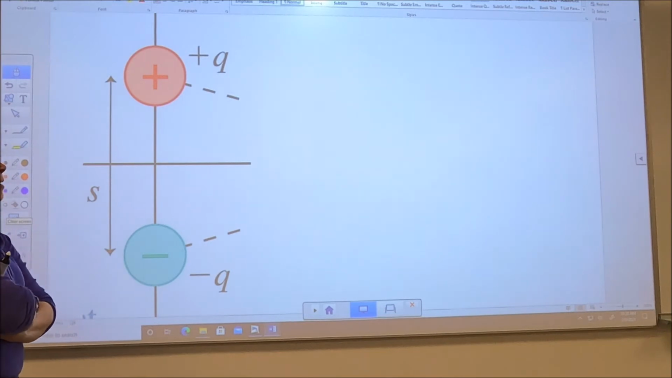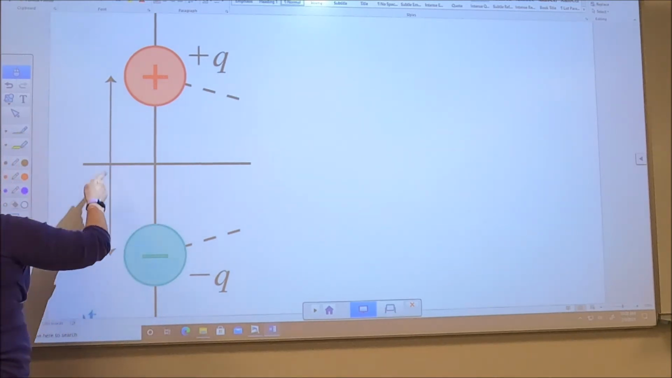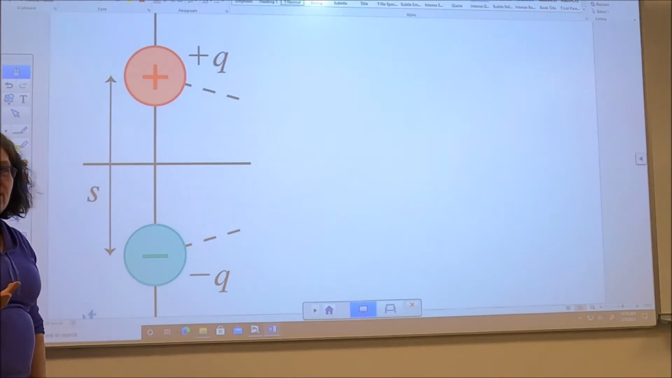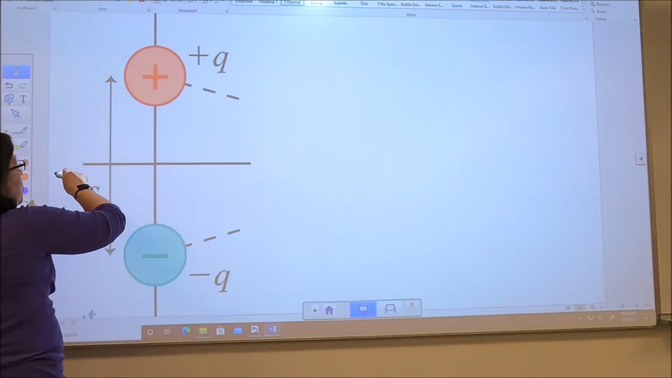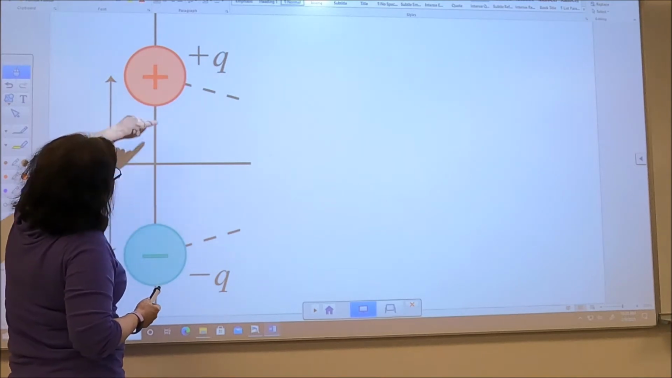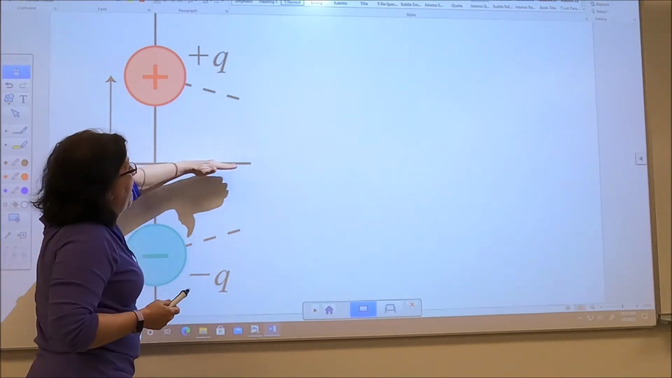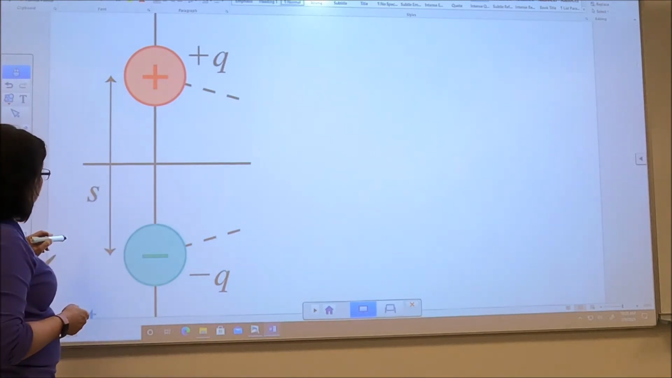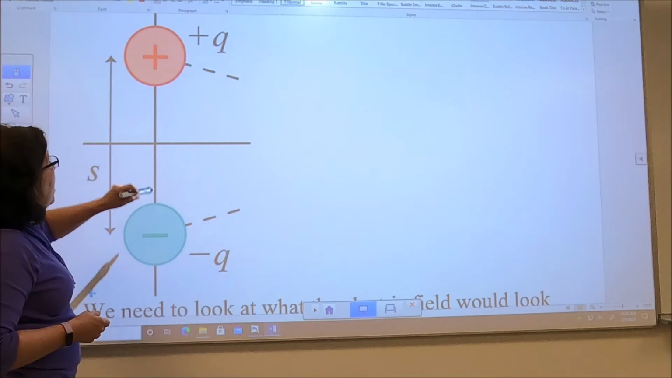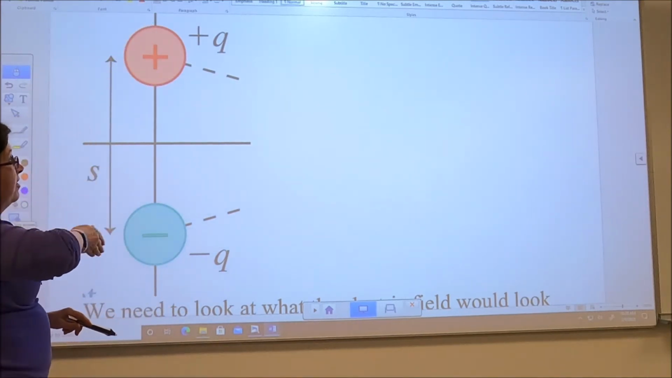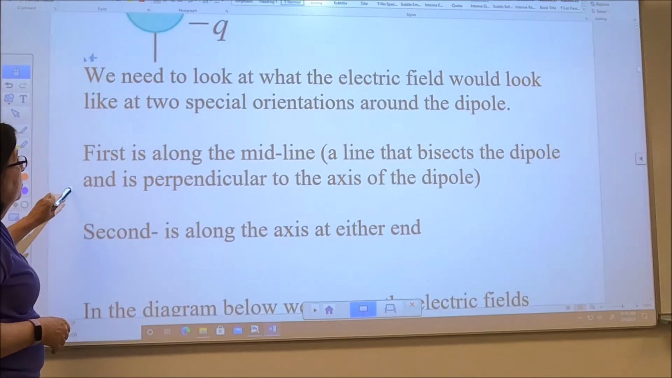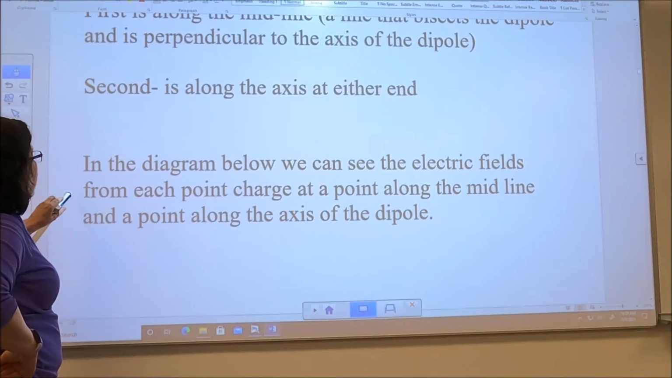So here I have a dipole. I've got a positive Q here, a negative Q here, and a separation center to center of s. Now we're going to look at two special points for calculating the electric field. We're going to look at the electric field along the bisector, a line that's perpendicular to the connector line between the two charges that's smack dab halfway in between the two. So it bisects or cuts them in half. And then we're going to look at a point either down here along the axis of the dipole or out there above, along the axis of the dipole, either on the positive end or the negative end. Okay? So we're going to look at that midline, and then we're going to look along the axis.